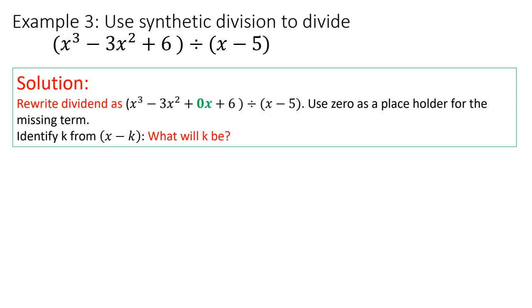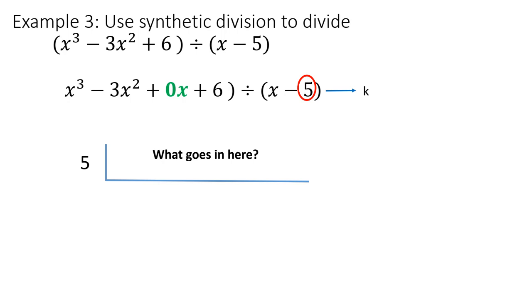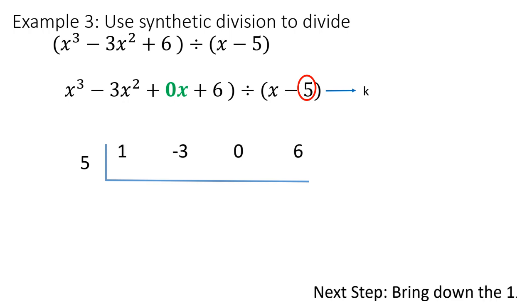What will be our k value? Our k value should be a positive 5 since it's following our formula. So again, what's going to go in here? Our coefficients. Let's not forget about that 0 we added. So we're going to have 1, -3, 0, and 6. Let's go ahead and start the synthetic division. Let's bring down our 1.